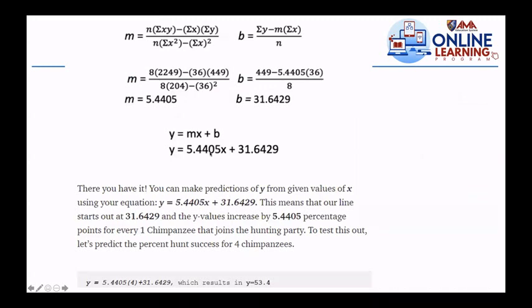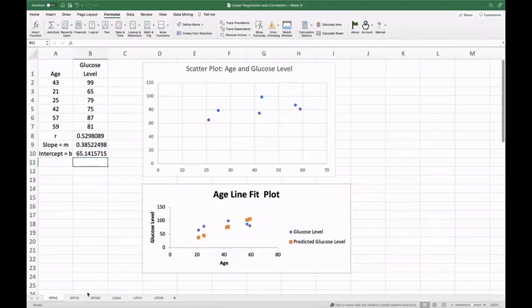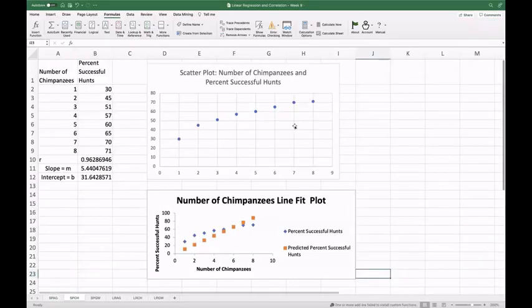Now I'll show you that using the Excel file, we can also get this answer. Okay, I'll show you the Excel file. This is about chimpanzees, right? There, you saw it, right? The Excel file. So we have the scatter plot of the number of chimpanzees and percent successful hands.